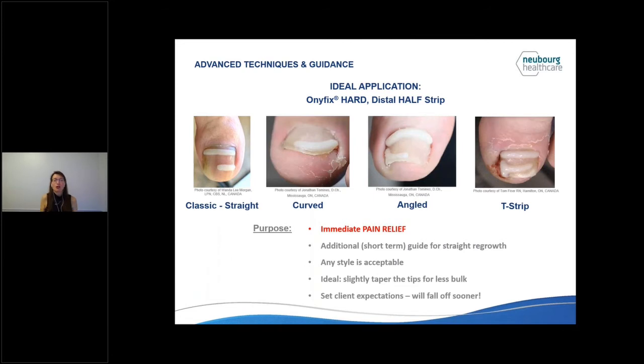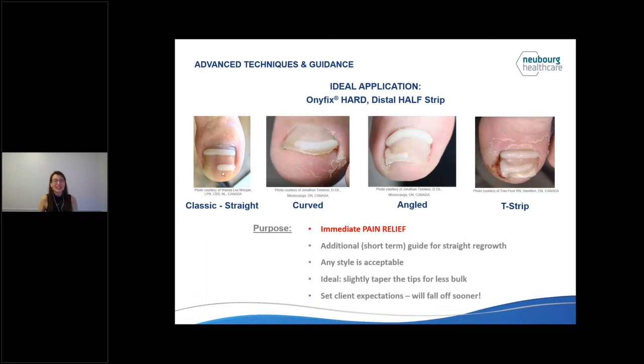Remember that really the only purpose of the distal half strip for the most part is just immediate pain relief. And if it's a fresh nail avulsion on the side, then the point is to prevent that medial edge or lateral edge from jabbing back into that freshly cut tissue. So it doesn't matter too much which one you do, primarily because don't forget that the half strip is intended to only stay for a week or two, a few weeks, right? And again, set your expectations, make sure your patients and clients know that, so that they're not thinking, oh, Onyfix fell off too early, it doesn't work. And it's like, no, it does work, but it's supposed to do that, you know?